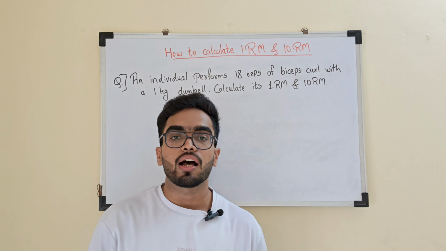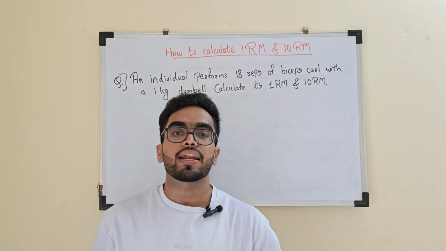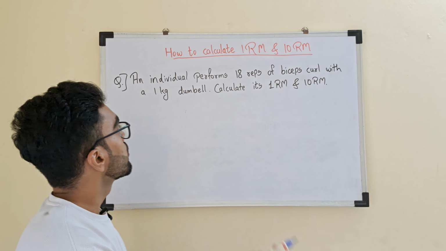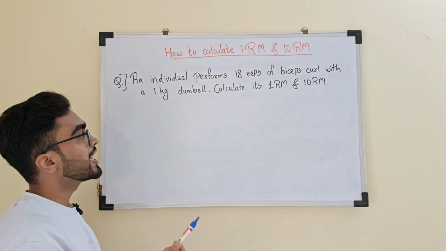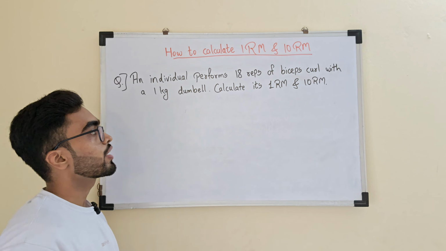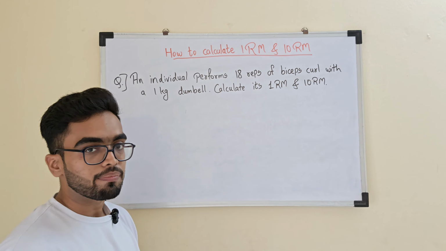So here we have an example of 1 rep max and 10 rep max calculation. Okay, so I will solve it for you. So the question is, an individual performs 18 reps of biceps curl with a 1 kg dumbbell. Calculate its 1 rep max and 10 rep max.